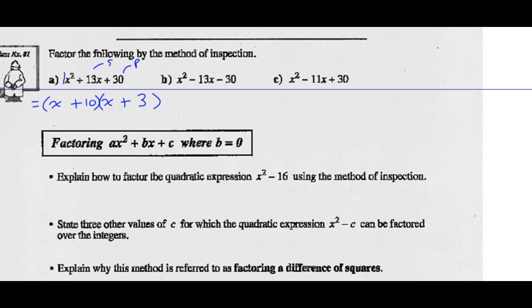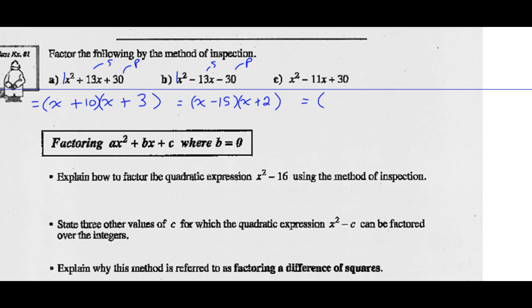All right, part B. Again, 1x squared minus 13x minus 30. We can make our two sets of brackets. The only way to get x squared is to put an x in the front of each bracket. What two numbers now have a sum of negative 13 and a product of negative 30? Well, minus 15 and positive 2. Those two numbers add to negative 13 and multiply to negative 30.